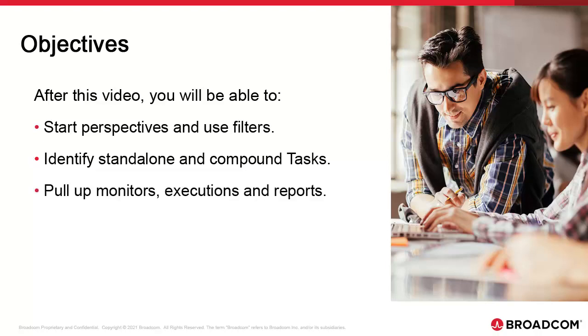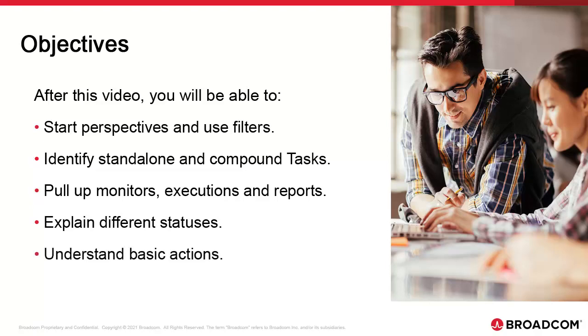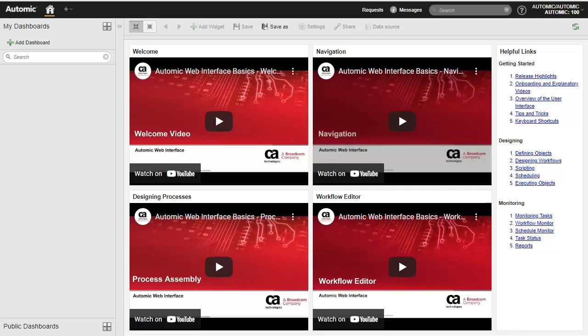We'll select a workflow task and show the supervision tools, namely monitor, executions, and the report for one of the child tasks. We'll start exploring statuses and what they mean. Finally, we'll show the actions associated with two different tasks. Let's start by opening the process assembly and process monitoring perspectives.